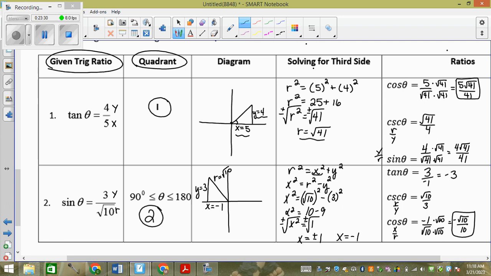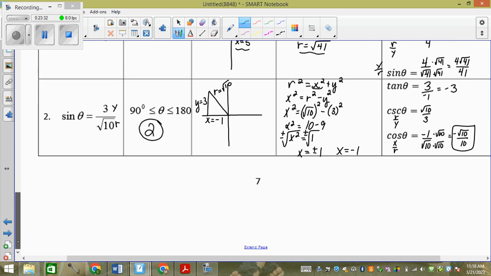For your homework, I'm giving you 3 of them, and you are giving me all 6 trig ratios. So I'm going to give you 3 trigs, and you're going to give me all 6 trig ratios. So I'm going to give you sine theta. This is number 1. Has to be negative 3/4 to be in quadrant 3.